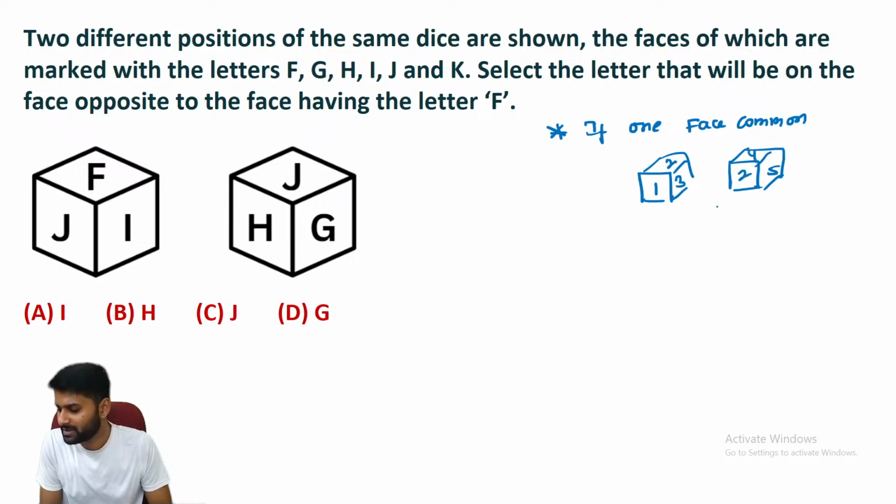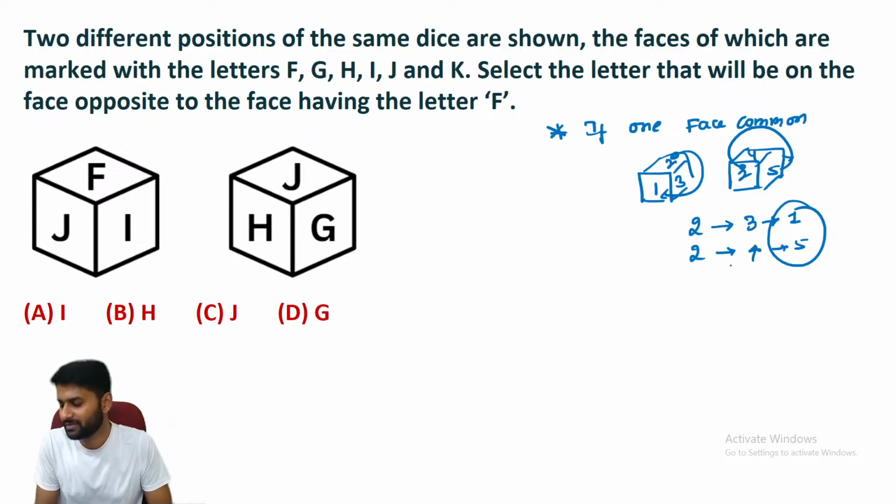1, 2, 3, 2, 4, 5. Now, in this observation, there is one element common. So, what is the common element here? 2 is the common element. Consider the cyclic notation. So, 2, 3, 1. The same way, for the second die, consider the cyclic notation. 2 means 1 and 5 are opposite to each other. 3 and 4 are opposite to each other. The number left is 6. That's why 2 and 6 are opposite.